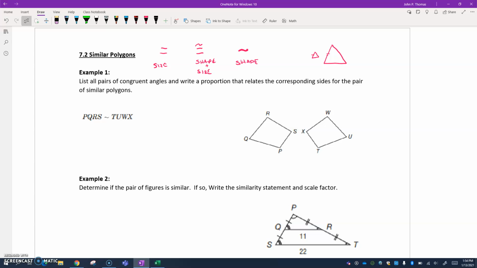Now, what that allows us to do, like in example 1, is set up some information just from knowing two things are similar. So this says PQRS is similar to TUWX. Now, we can do all our work just right off of this statement.